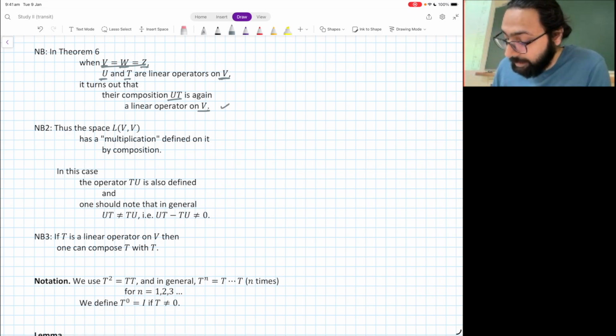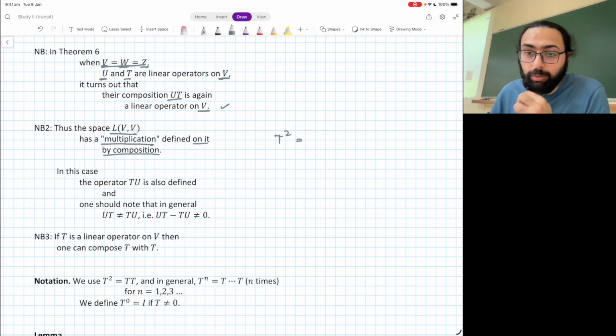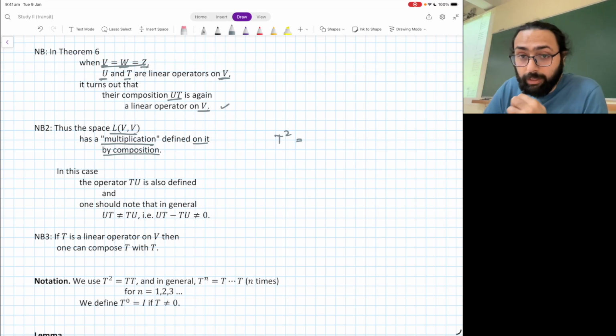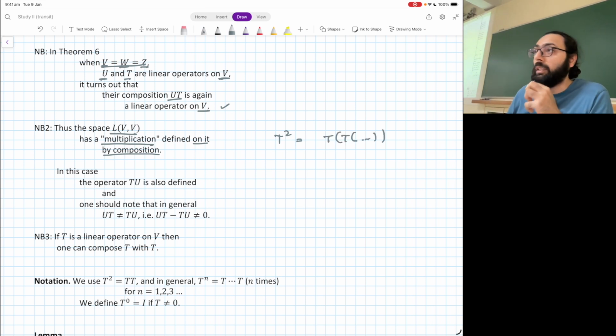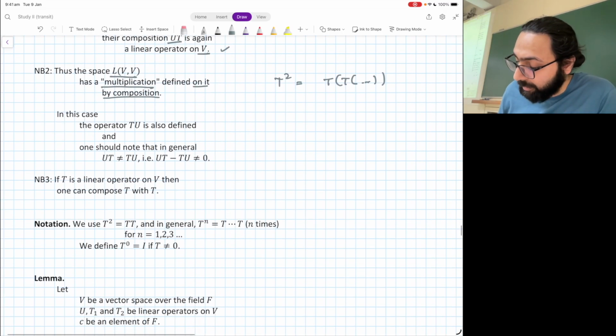The next one is that the space L(V, V), the space of linear operators from V to itself, has a multiplication defined on it by composition. So T squared would basically be interpreted as T acting on T. Because it's on the same vector space, this is easy.